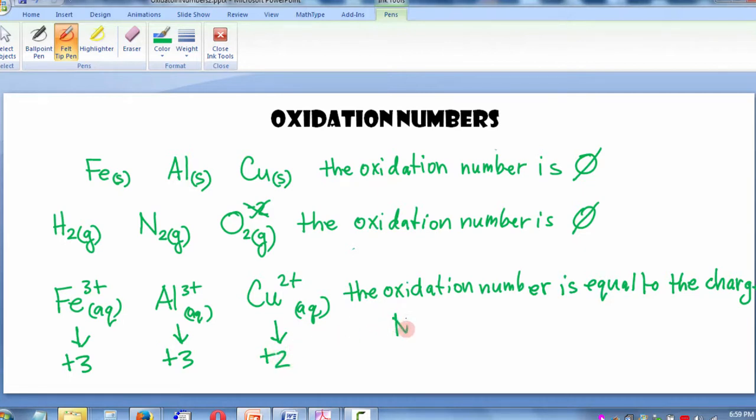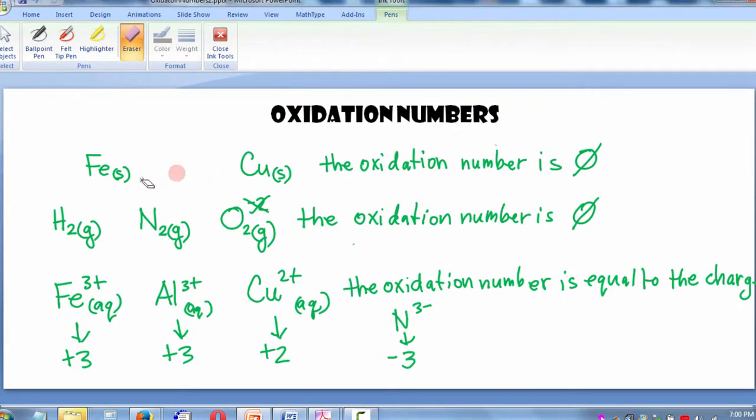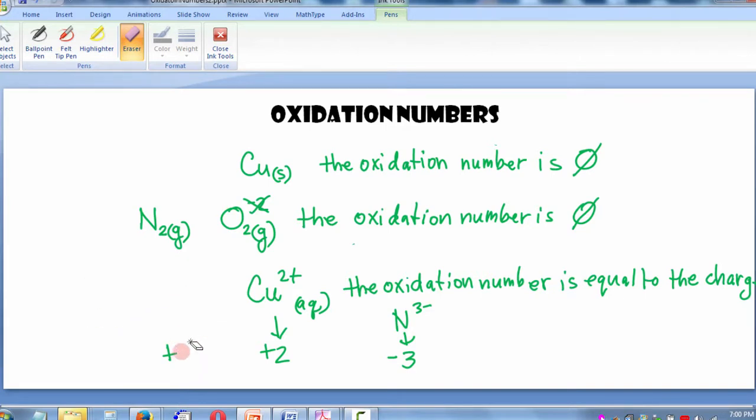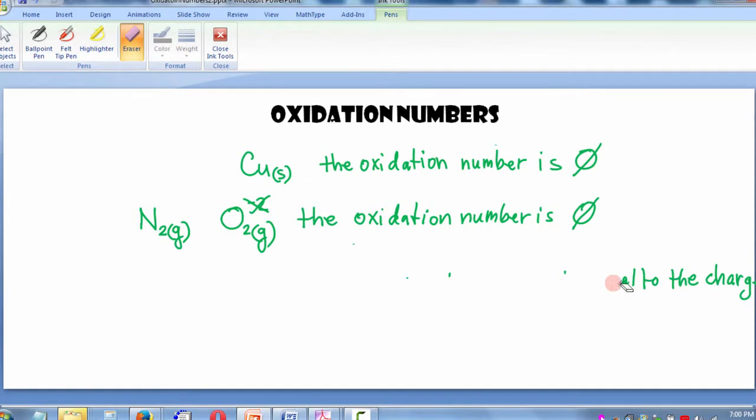What if I had nitrogen with a 3- charge? This oxidation state or oxidation number would be 3 minus. Okay? So you have to go through and practice those examples and be clear about what you're doing. You must be very clear about what you're doing and have an understanding of the rules.